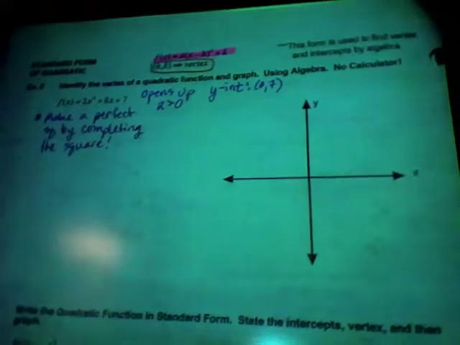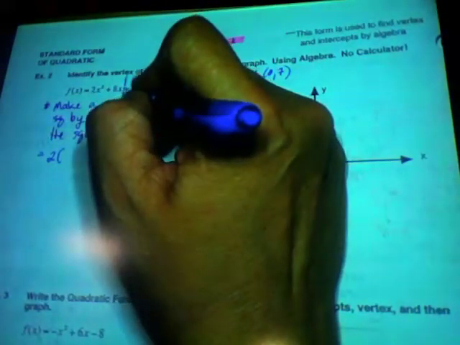Then we are going to make a perfect square by completing the square. Now this sometimes gives you an ugly kind of thing. So the very first step is to factor out that 2. But we're not going to factor it from the 7. We're going to cut it off right here, and we're just going to look at these first two terms.